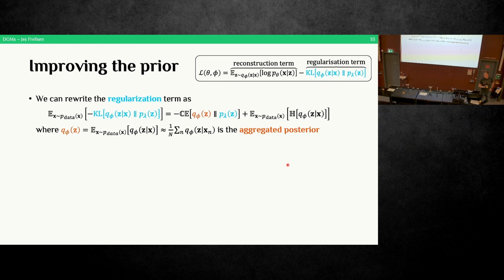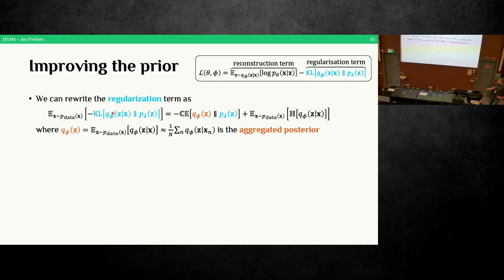Okay, let's talk about how we can improve the prior. So we look at the standard ELBO, and then let's look at the expected value of the regularization term, so the KL term over here. If I take the expectation of the KL term with respect to data, then it's fairly simple, but let's skip the details of how we do the rewriting.